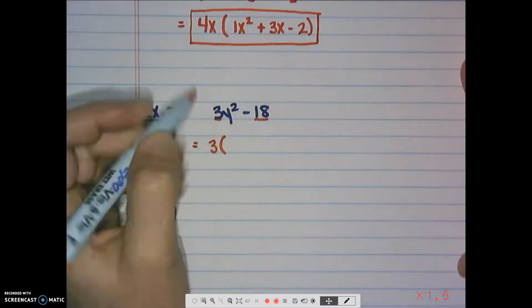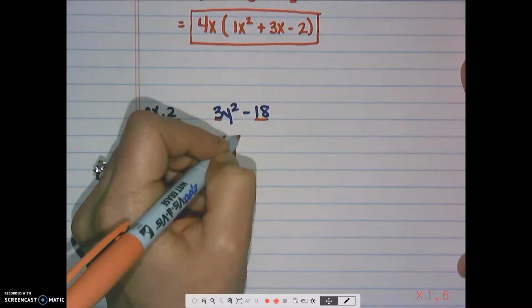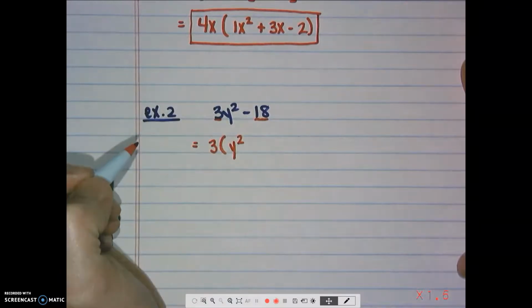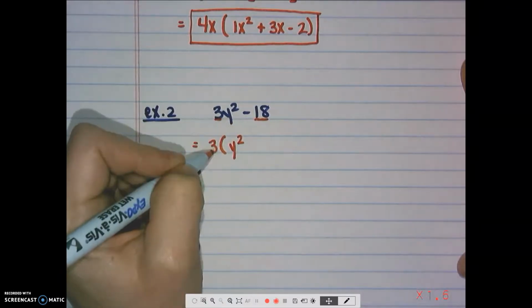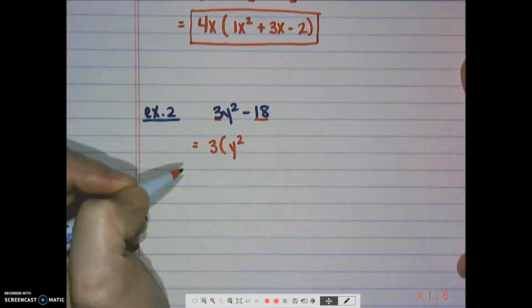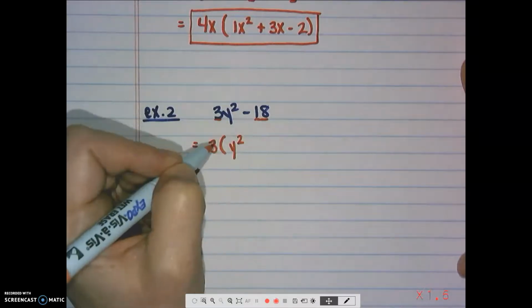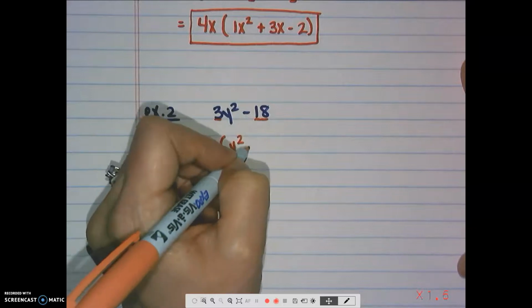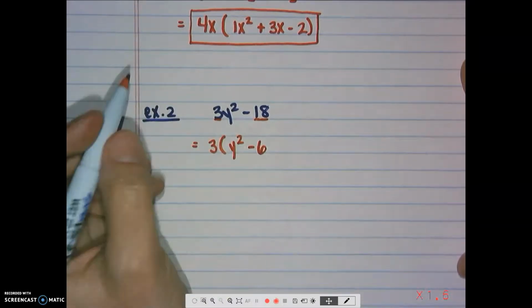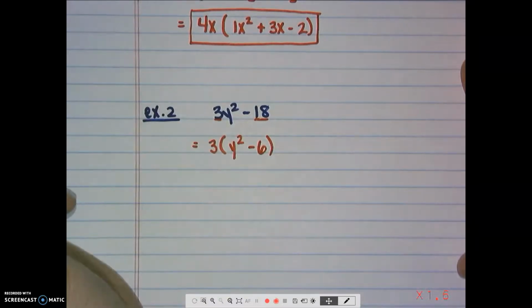3y squared divided by 3 would give us just y squared, because 3 divided by 3 is 1, and we had y squared and we didn't get rid of any y's, so that leaves us y squared. Negative 18 divided by 3 would leave us with a negative 6, and that's our answer.